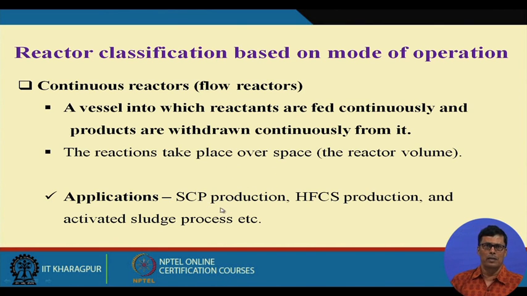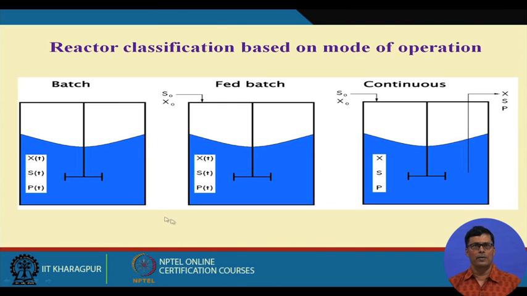The application is SCP production. SCP is single cell protein production, and high fructose corn syrup production, that is usually taking place by using immobilized glucose isomerase enzyme. We pass glucose as a substrate which is converted to fructose. Another is the activated sludge process, which is nothing but a CSTR with cell mass recycling. And it can be schematically represented like this.